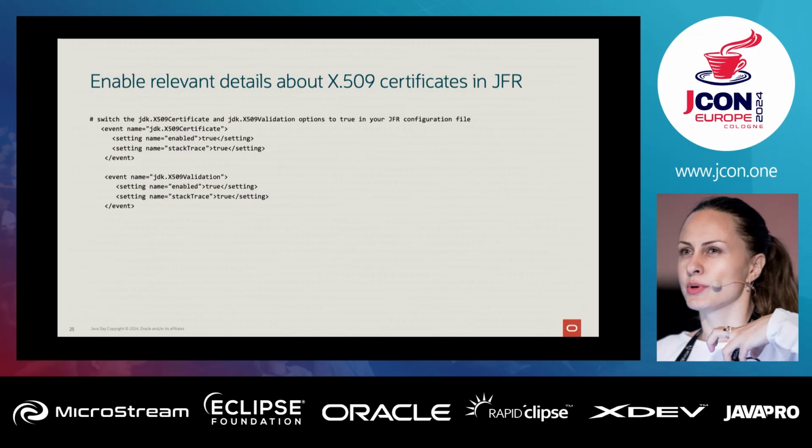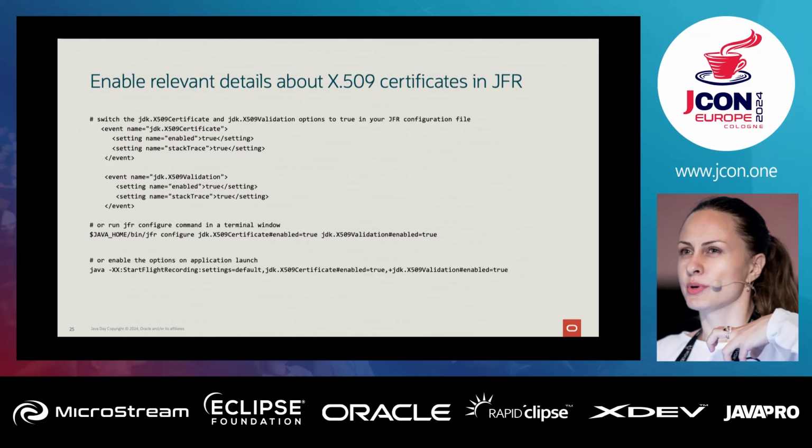Moreover, if you want to use the X509 certificates within JFR, all you have to do is switch them to true. So in the XML that I showed you earlier, this part is also set to true, like enabled set to true and the stack trace set to 2, to have the details of the certificate and if they were successfully validated. Now, you can also run the JFR configure as said earlier, and you can start a recording on application launch and have them enabled there.